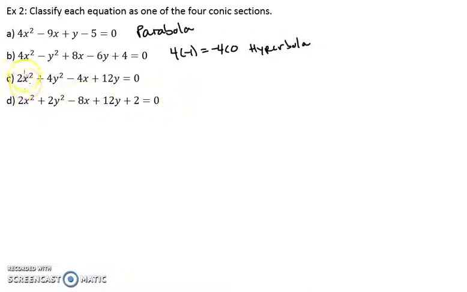Looking at the next one, we have positive 2x squared, positive 4y squared. So we can say 2 times 4 is 8. That's greater than 0, so we have an ellipse. And looking at this one, we have 2x squared, 2y squared. They're the same number, so since a equals c, or in this case 2 equals 2, we have a circle.